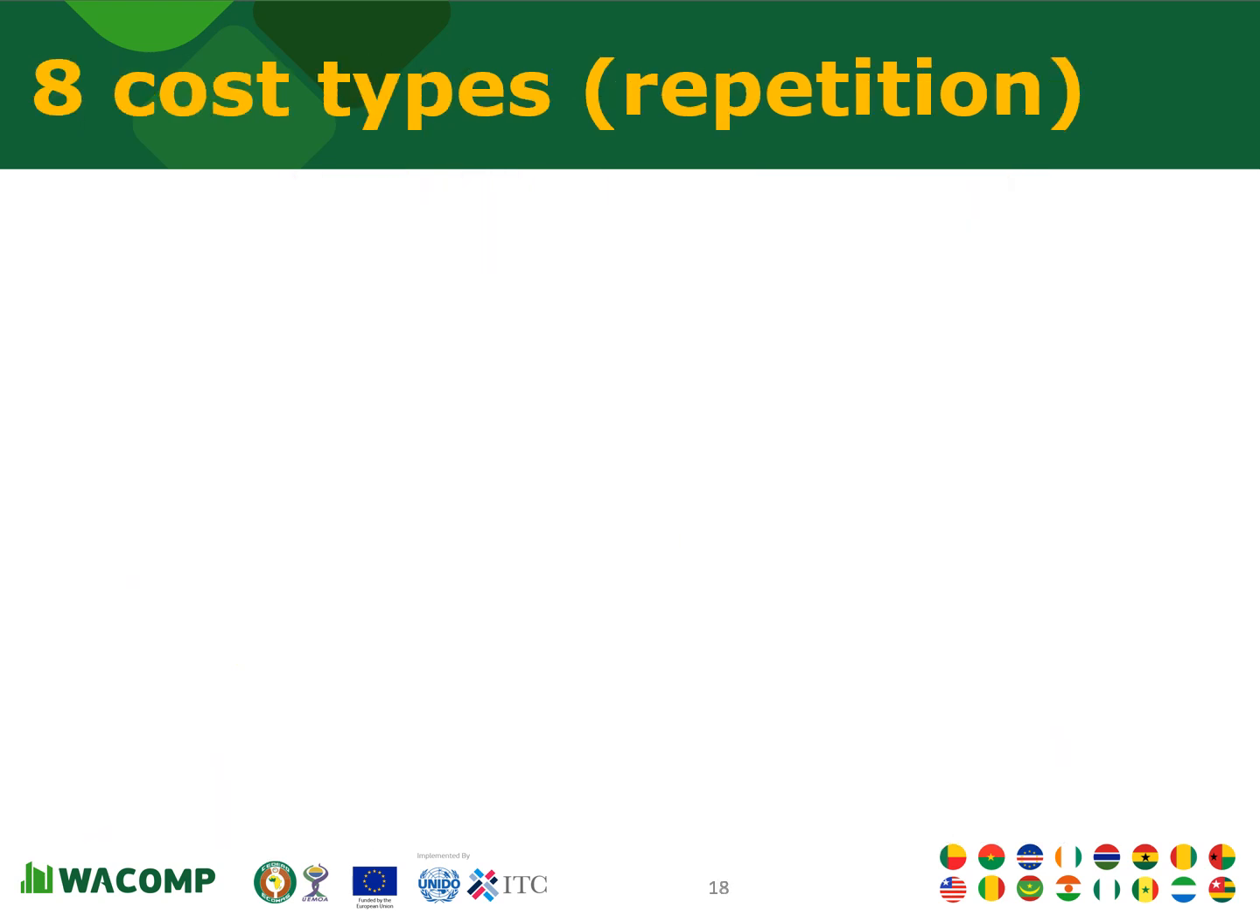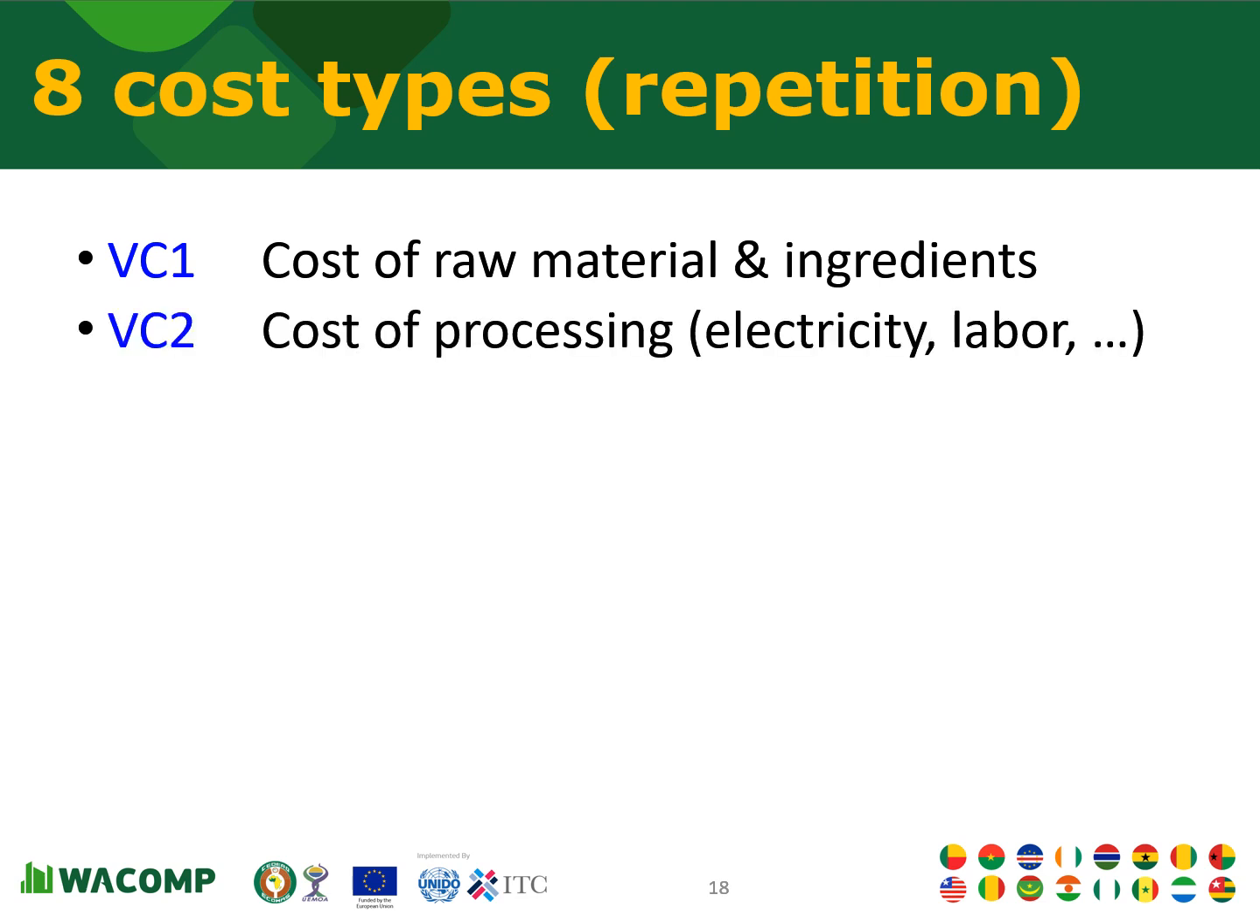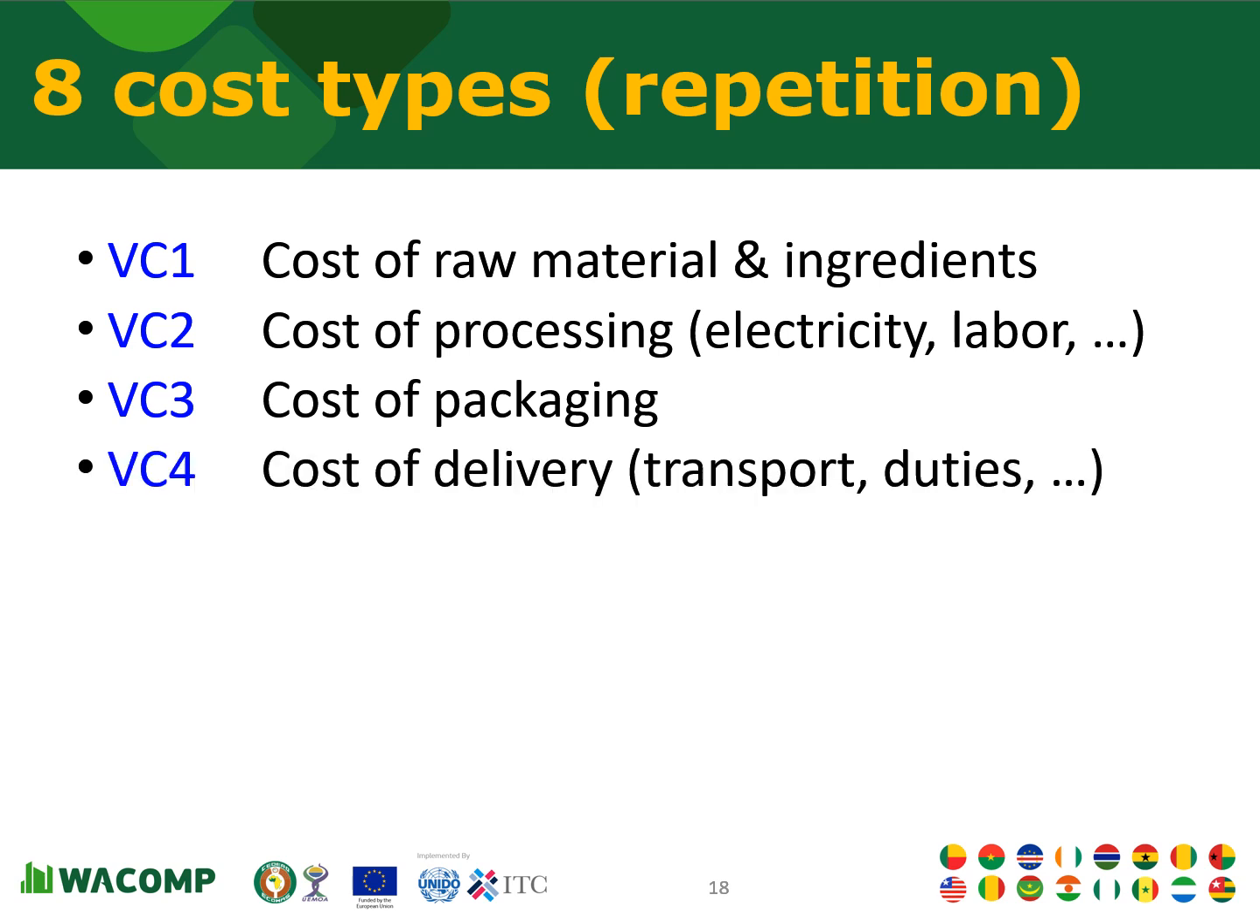Let's do a repetition. Here are 8 cost types. Try to learn them by heart. VC1, cost of raw materials and ingredients. VC2, cost of processing, electricity, labor. VC3, cost of packaging material. VC4, cost of delivery, transport, duties.